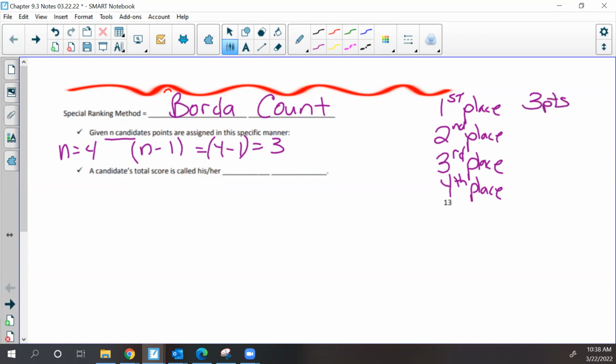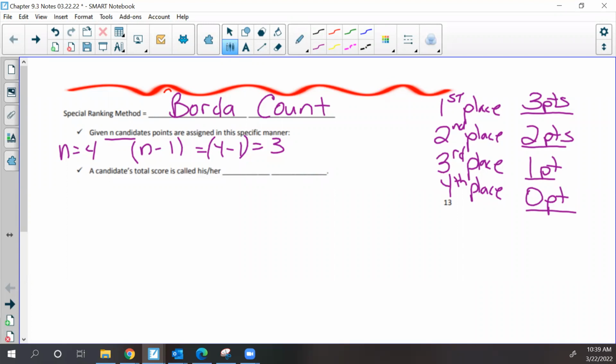And with Borda count, they decrease by 1 every time. So if first place gets 3 points, second place gets 2 points, third place gets 1 point. Fourth place gets nothing. That's last place. If there's 4 candidates and you finish 4th, guys, that's last place. You didn't beat anybody. Everybody beat you. So you're not going to get any points for that.